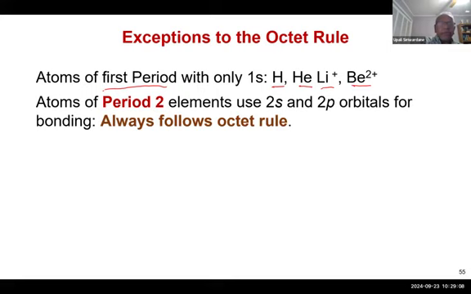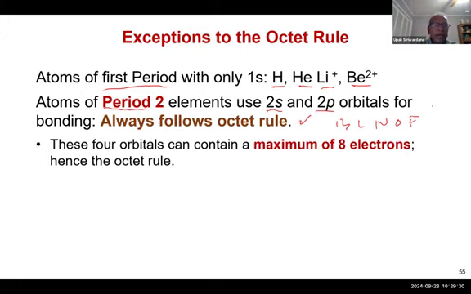Period 2, starting with lithium, beryllium, boron, carbon, nitrogen, oxygen, fluorine, use these orbitals and they all follow the octet rule. These 4 orbitals contain a maximum of 8 electrons, hence the octet rule is obeyed.